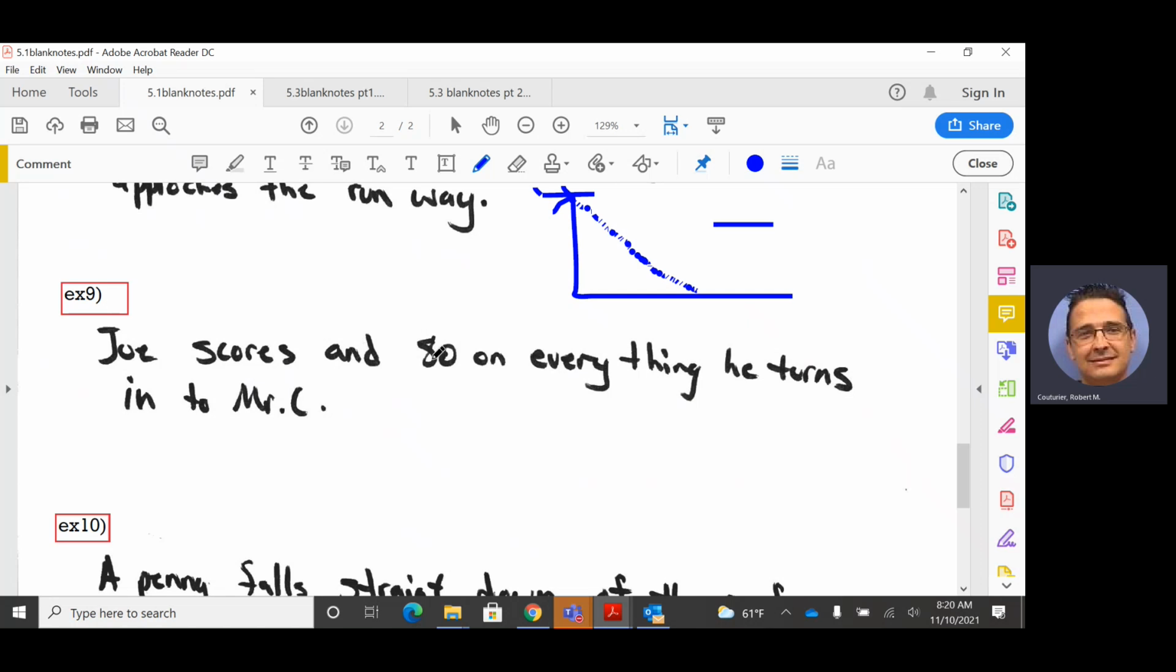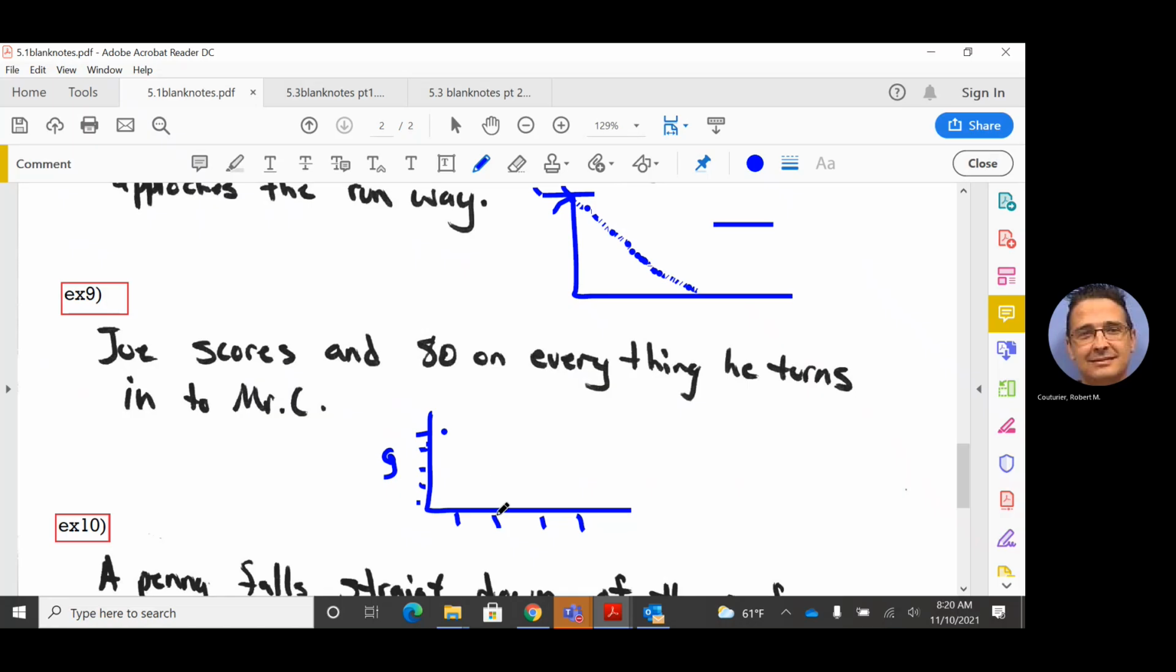Joe scores an 80 on every single assignment he turns in. Think of this graph. Here's your grades, right? Your grades would be over here, and you'd have 1st assignment, 2nd assignment, 3rd assignment, 4th assignment. The 1st assignment, he scores an 80. The 2nd assignment, he scores an 80. The 3rd assignment, he scores an 80. The 4th assignment, he scores an 80. Is there any change to this? No, this would be a 0 slope. This would form a horizontal line.